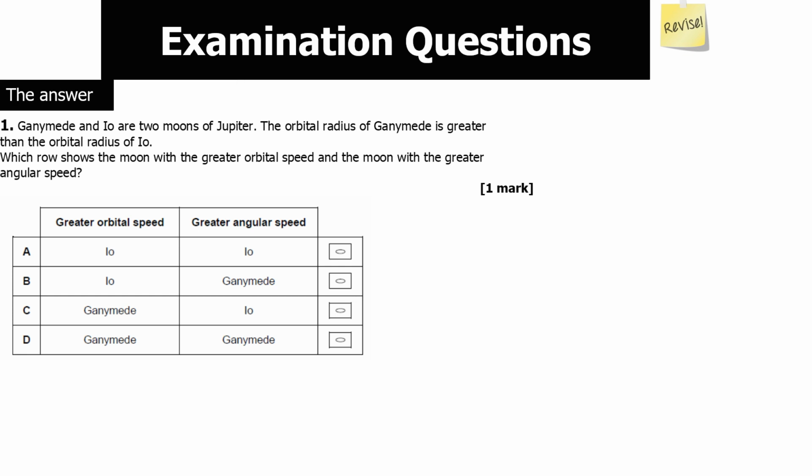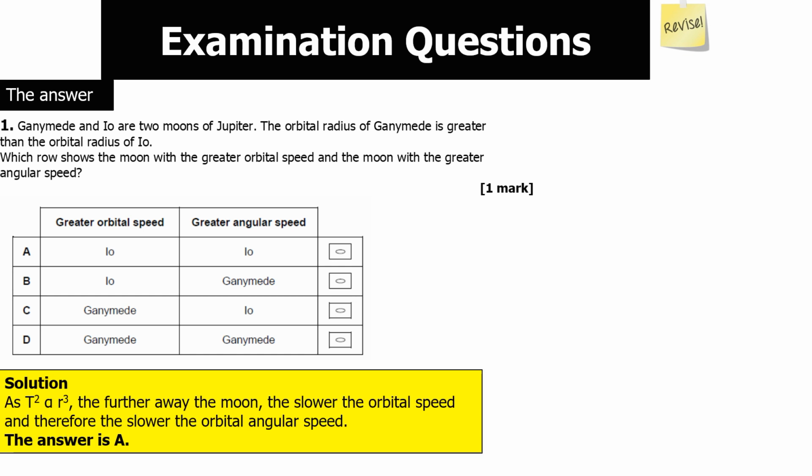Right, so how do you answer this question? As we mentioned before, T squared is directly proportional to r cubed in Kepler's law of orbits. So the further away the moon is, the slower the orbital speed it will have, because the time it takes to orbit will be longer. So therefore, the slower the angular speed. So our answer is going to be A.